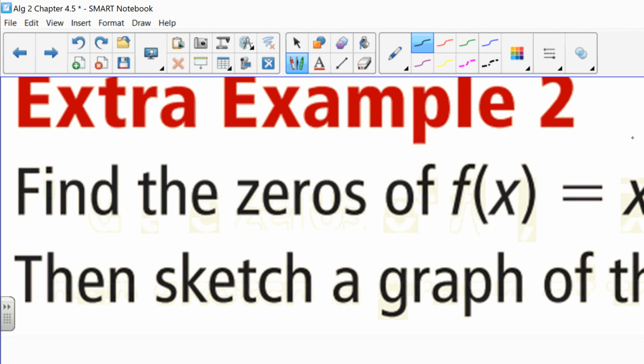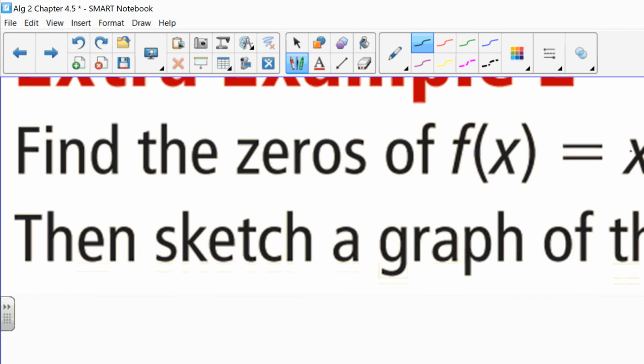Let's look at the next one. We'll look at this one and one more, and then we will be done for today. So we look at this one here, we have f of x equals x to the 4th minus 18x squared plus 81.